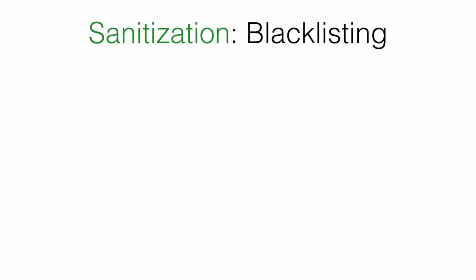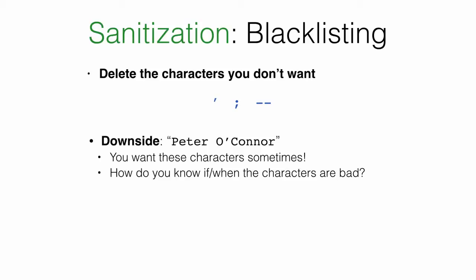So one kind of sanitization is blacklisting, and one kind of blacklisting is to delete the characters you don't want. A blacklist is a bunch of bad things. So what we could do is look in the input for these bad things and delete them. What are some bad things we could delete? Well, we could delete the quote or the semicolon or the dash dash, because those were important elements of that SQL injection attack. Unfortunately, this is not going to work in some cases, when those characters have meaning in reasonable contexts, like the name Peter O'Connor.